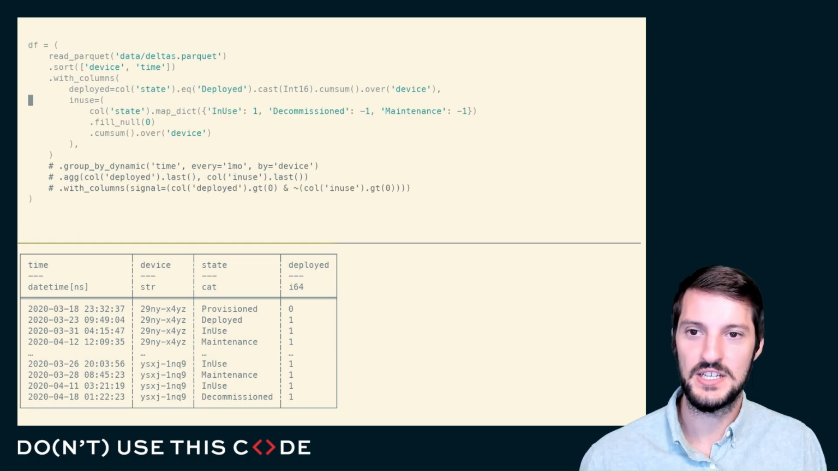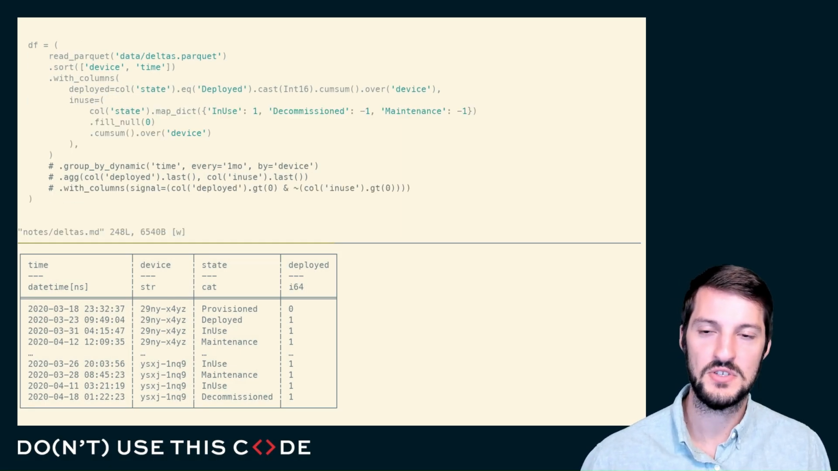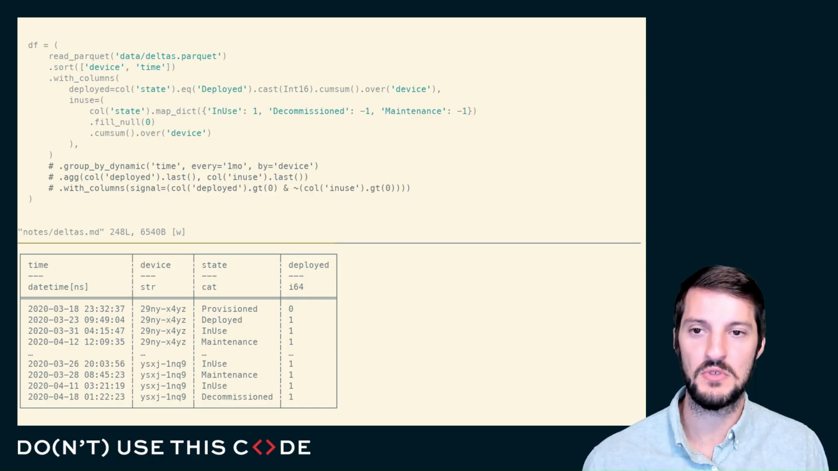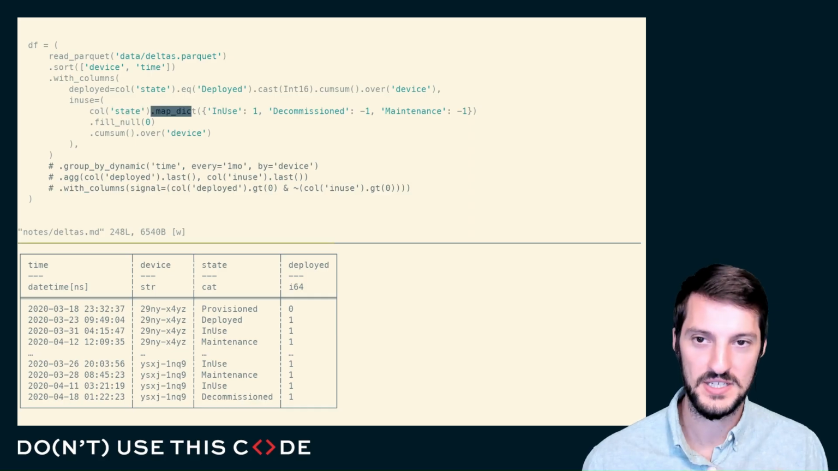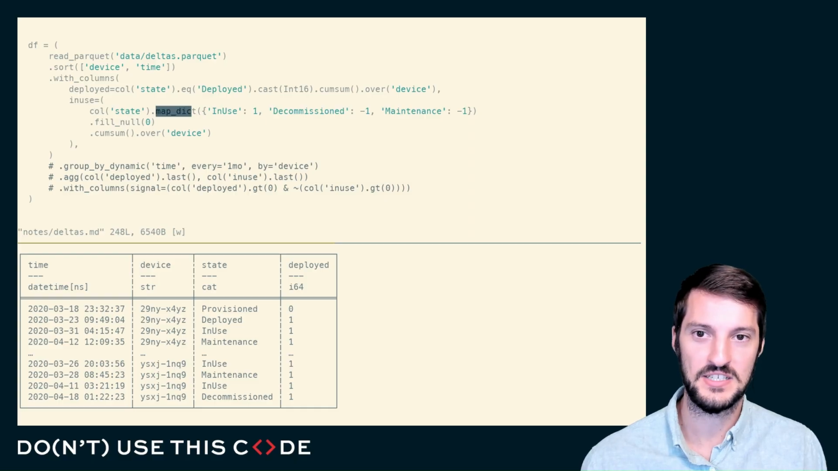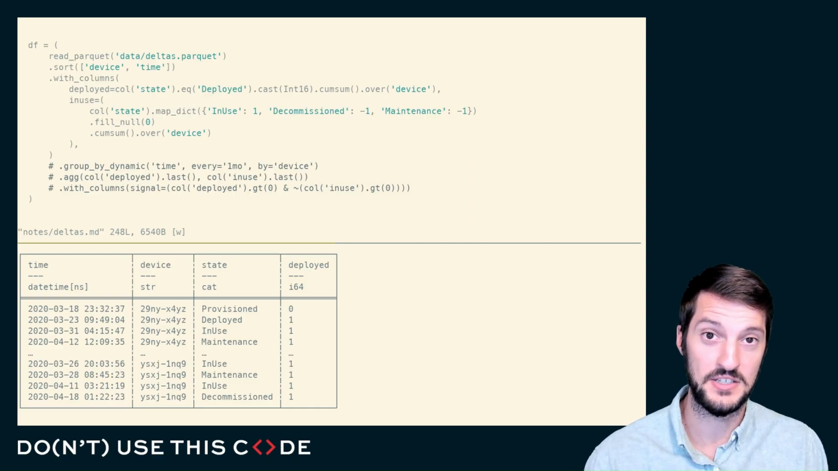Now the next thing that we need to do is calculate my in-use column. We can take almost the same one-to-one logic that we used with pandas. I'm selecting my state column, and then I'm performing a very similar .map. Polars just calls this .map_dict because we're mapping specifically a dictionary.